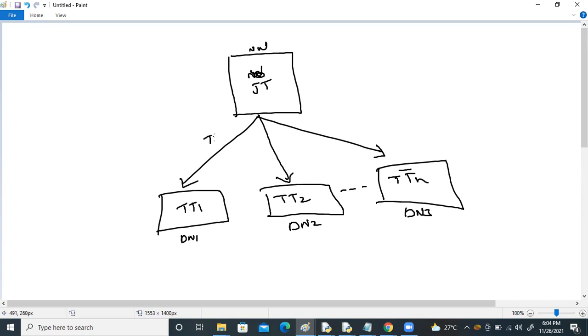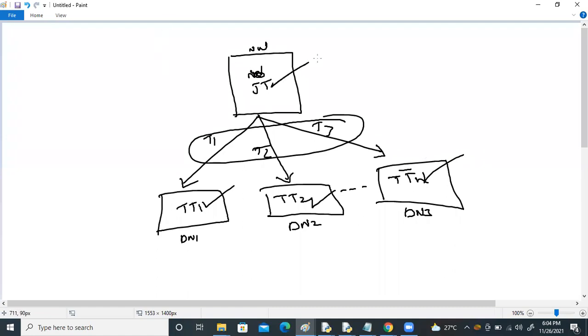So here, a single job tracker and multiple task trackers. The job tracker assigns task T1 to task tracker 1, task T2 to task tracker 2, and task T3 to task tracker 3. These 3 tasks are executed by these 3 task trackers in parallel. Who is going to execute the tasks? Task trackers. Who is going to assign the tasks? Job tracker. So the number of task trackers depends. Okay, here I'm writing.